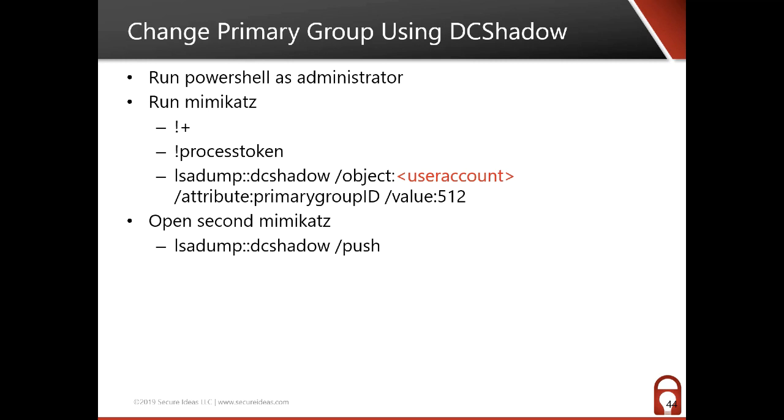Just as a quick review of what we did with DCShadow to change the primary group ID, as well as just to show the command method to use DCShadow, here it is. You have to open a PowerShell window as administrator, run mimikatz, use the system driver, have it look for other mimikatz instances so it knows when to start the push, and then you run lsadump::dcshadow. You tell it the object that you want to modify, and then the attribute you want to modify, and the new value. Open a second mimikatz window, and run lsadump::dcshadow /push.